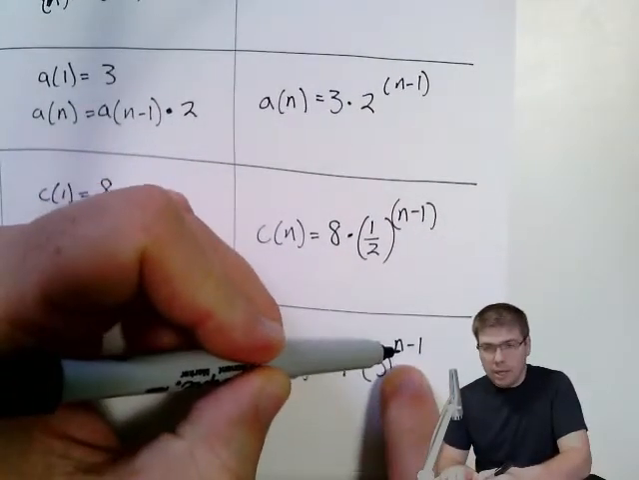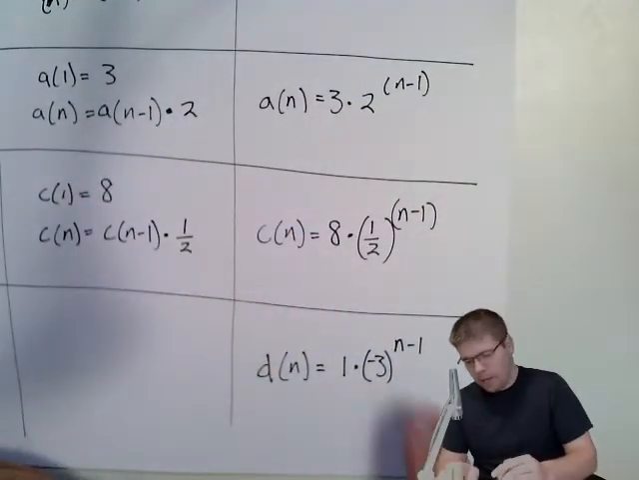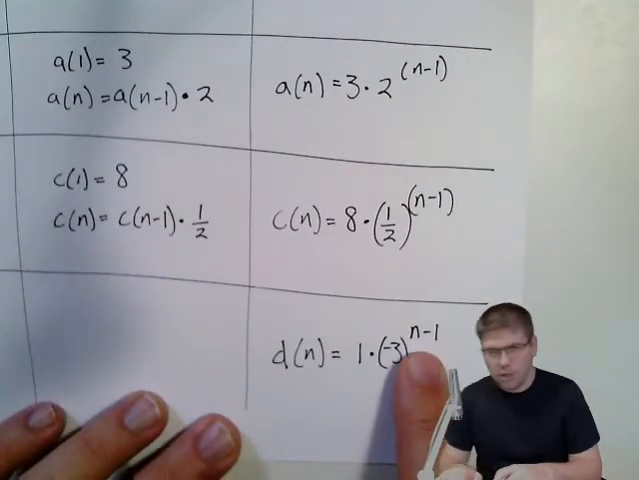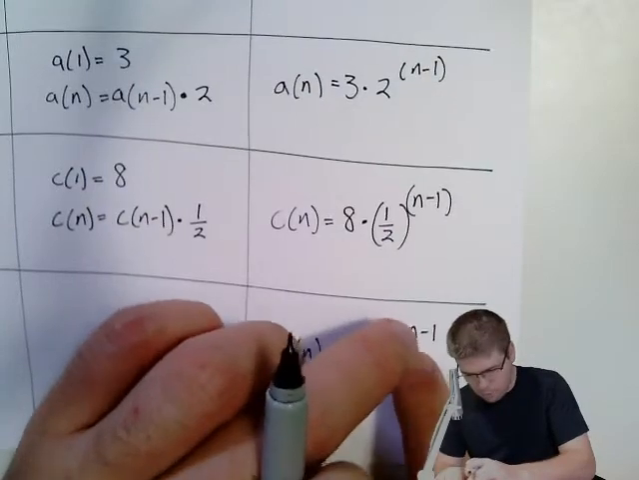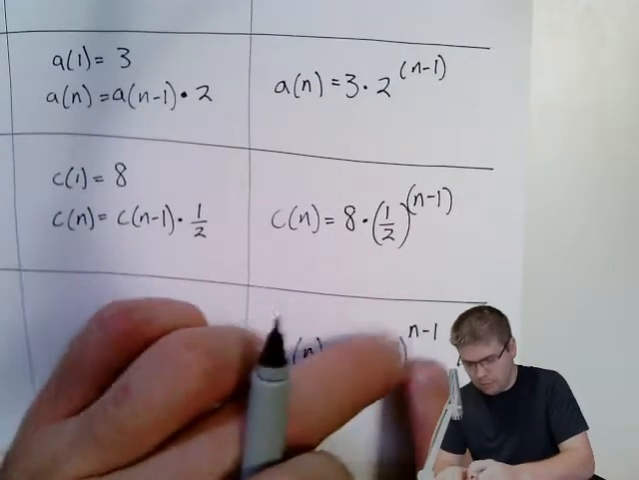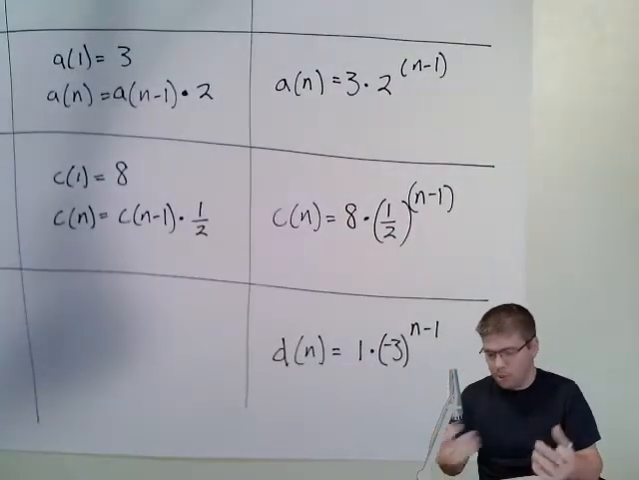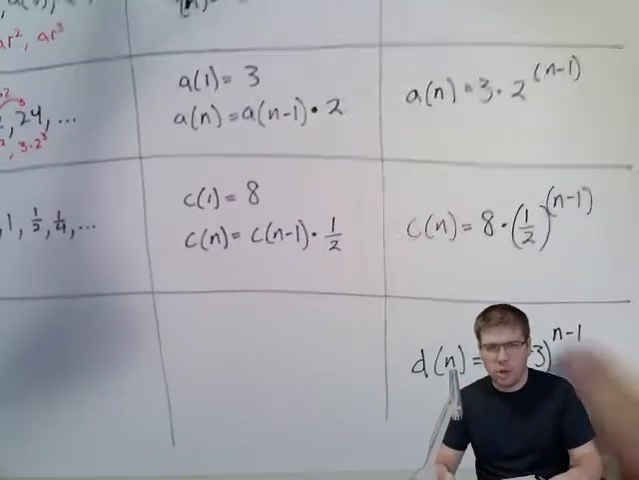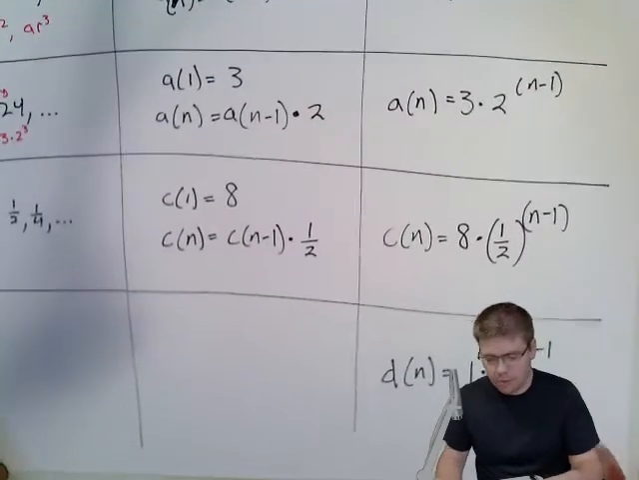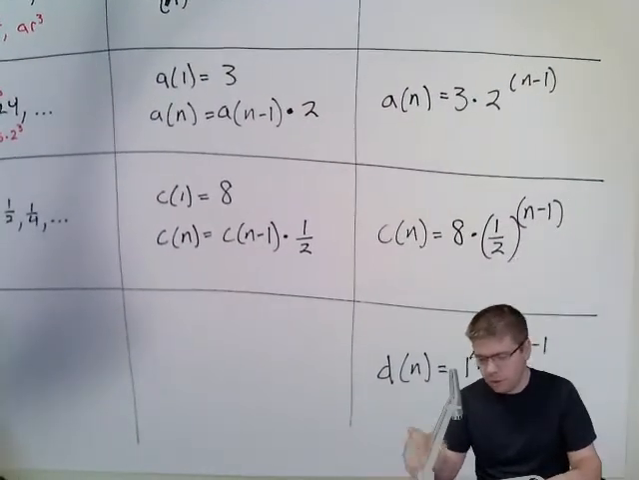So if I plug in 1 to get the first term, d of 1, 1 minus 1 is 0, so we have 0 for that exponent. -3 to the 0 power is 1. 1 times 1 is 1. So my first term is 1. And that should always be the case. You should always get 0 as that exponent when you plug in for the first term.